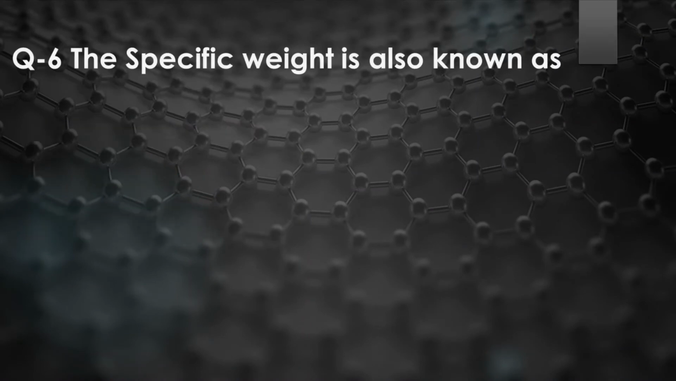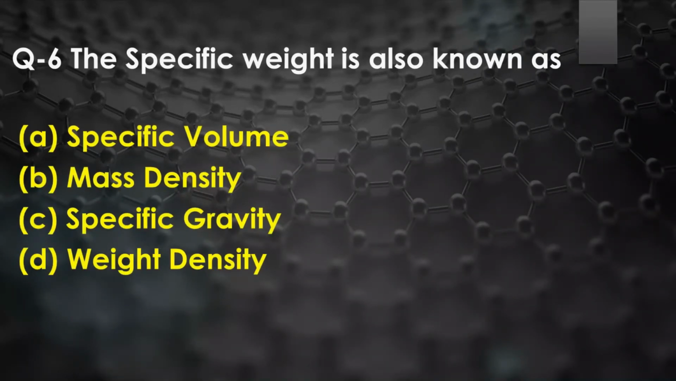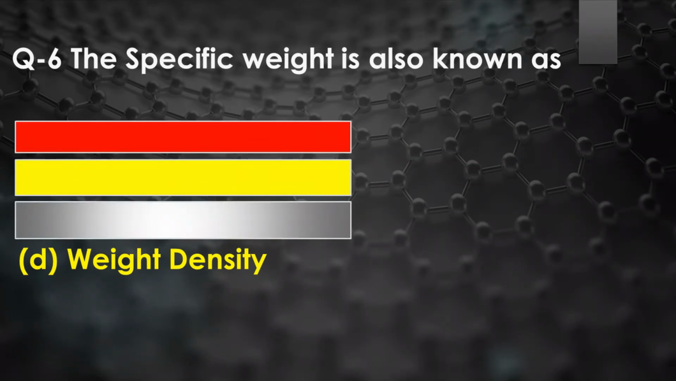Question number 6. The specific weight is also known as: option A, specific volume; option B, mass density; option C, specific gravity; option D, weight density. So the right answer is option D, weight density. We have already discussed this in our previous slides.